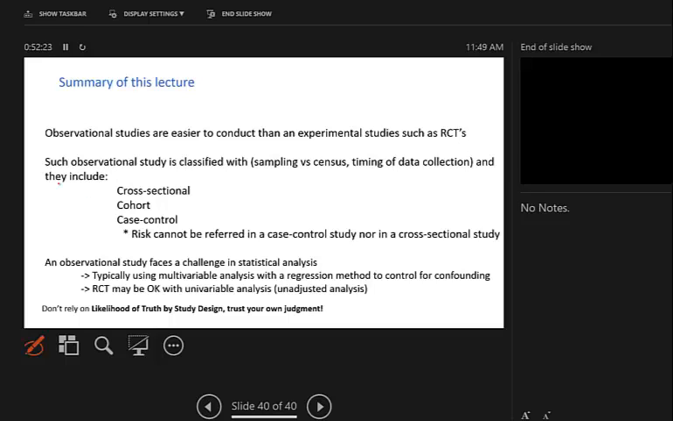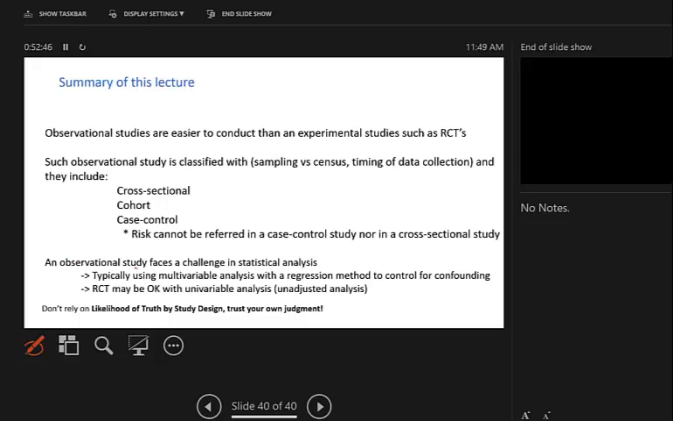Let me read the summary. Observational studies are easier to conduct than experimental studies, such as RCT. Observational studies are classified into three types: cross-sectional, cohort, and case control. You can't calculate risk for case control. Be careful with the interpretation of odds ratio and risk.